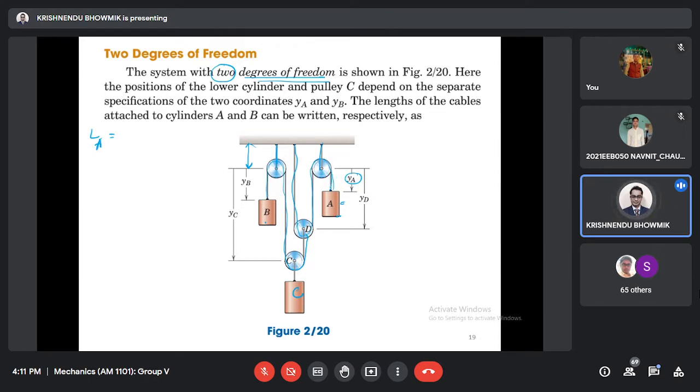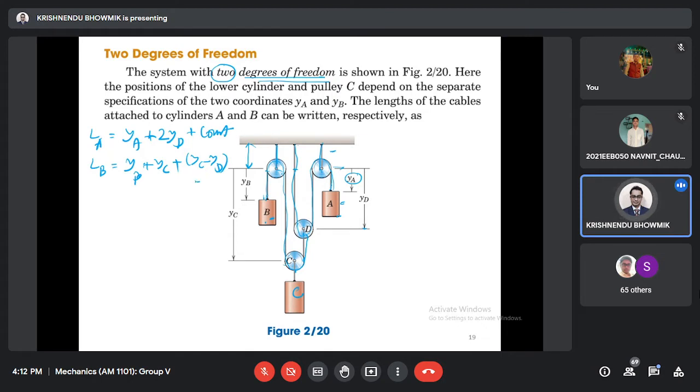this length, this is YA plus YD plus here YD plus some constant. So somebody can write YA plus 2YD plus some constant. For B, somebody can write LB equal to YB plus YC plus this one, YC minus YD, plus YD plus some constant, some extra.